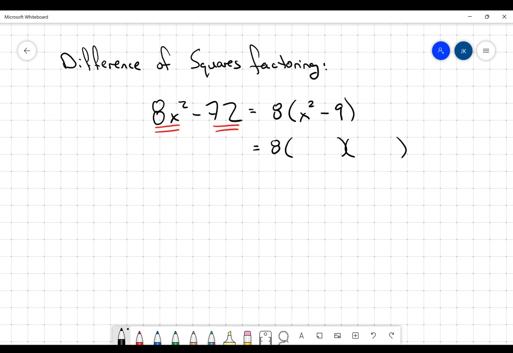I take the square root of the first term, x, and then I'm going to have subtract, plus, and again, the order doesn't really matter there. And then the square root of 9 is going to be 3. And so I've got 8 multiplied by x minus 3 multiplied by x plus 3. And again, I've got the binomial conjugates there, so I know those middle terms are going to cancel out. And so, yeah, there's the factoring for 8x squared minus 72.